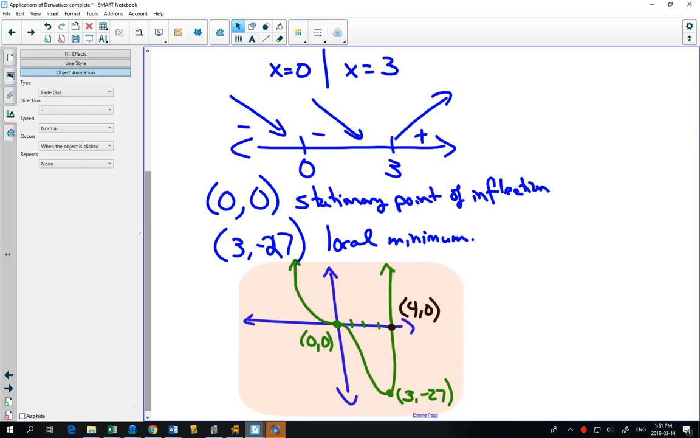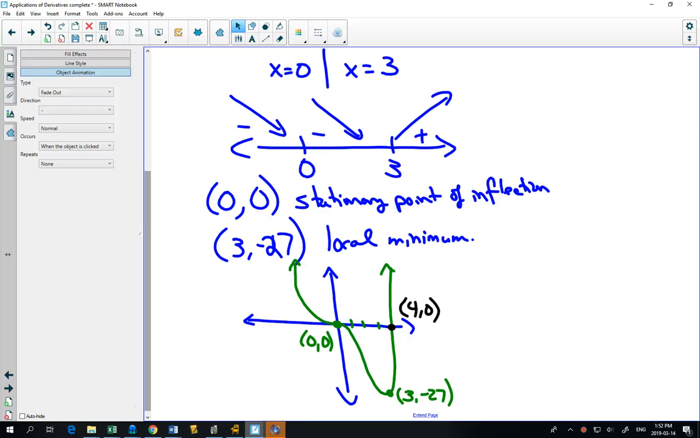As a result, we know that our graph is going to look like this. We can draw 0, 0. We can draw 3 comma negative 27. And we can show it decreasing. And at 0, 0, it's got to level out in order to have a stationary point of inflection. It keeps decreasing until 3, negative 27, and then increases after that.